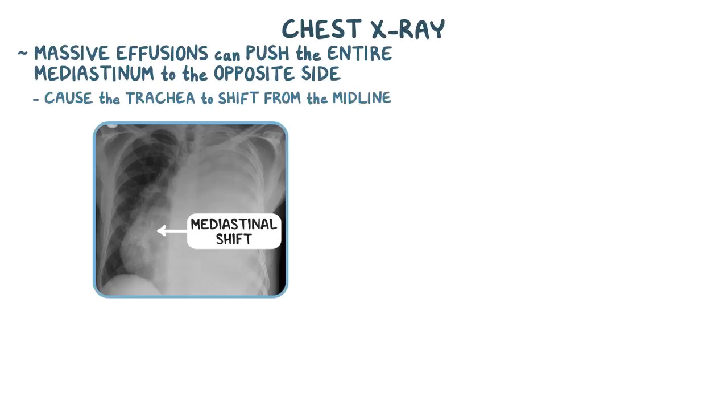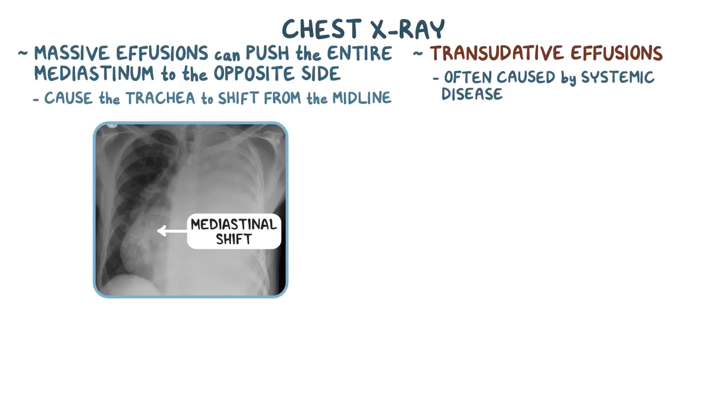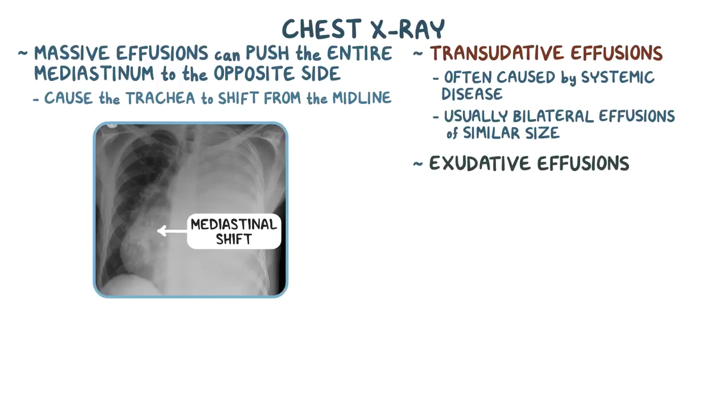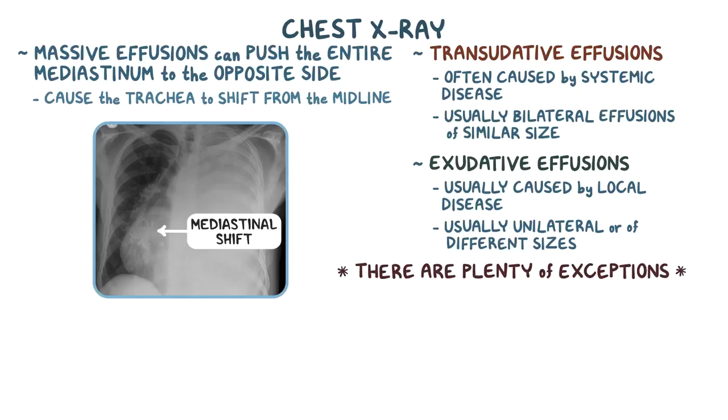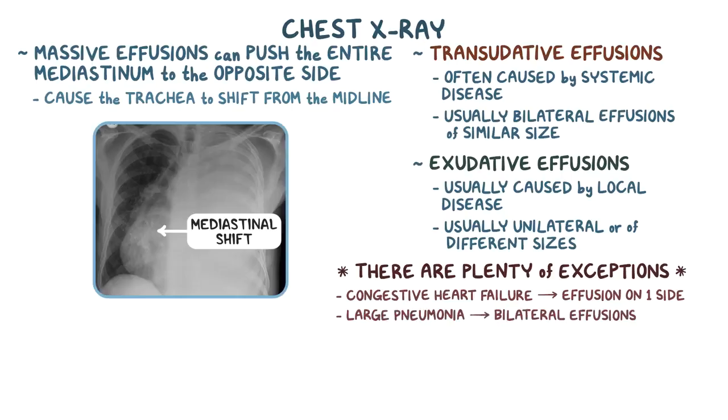Now, since transudative effusions are often caused by a systemic disease, there are usually bilateral effusions of similar size. In contrast, exudative effusions are usually caused by localized disease, and therefore are usually unilateral or of different sizes. But there are plenty of exceptions to this rule. For example, early on in congestive heart failure, there may only be an effusion on one side, and conversely, a large pneumonia might lead to bilateral effusions.